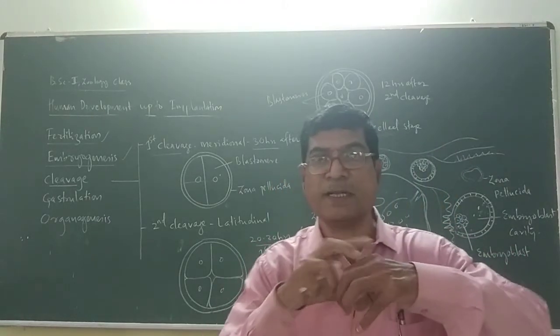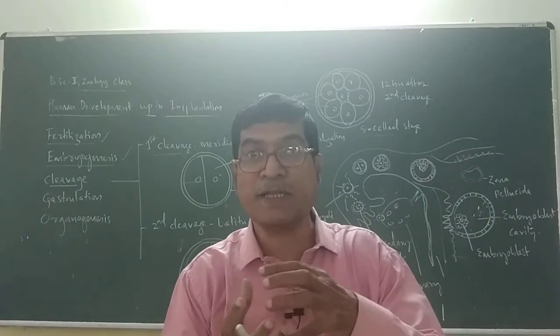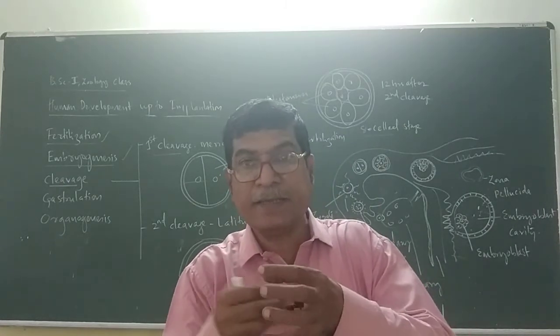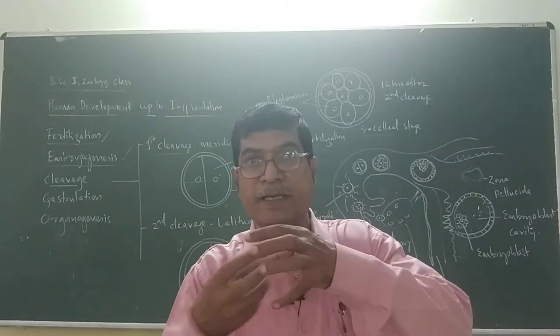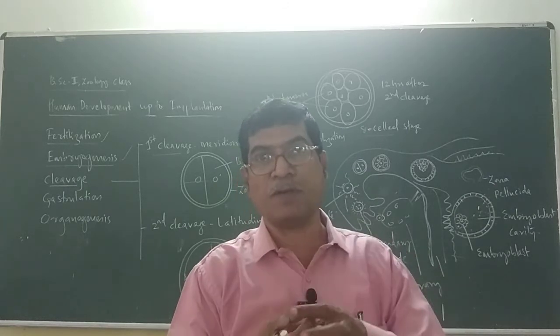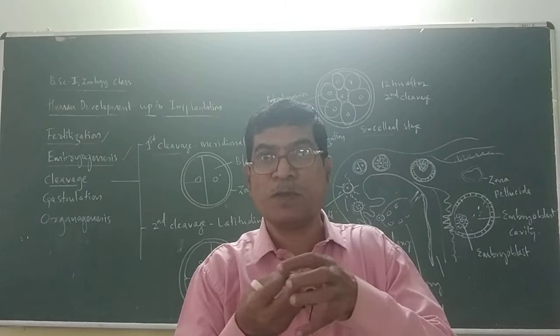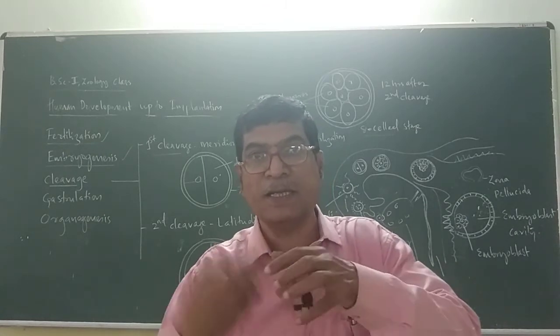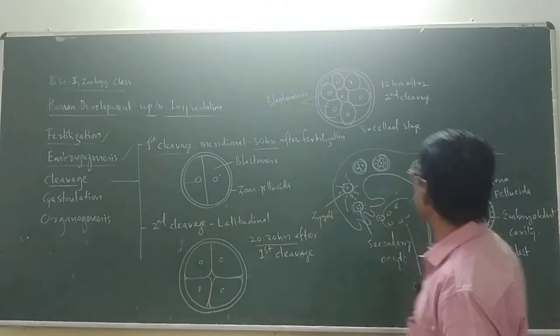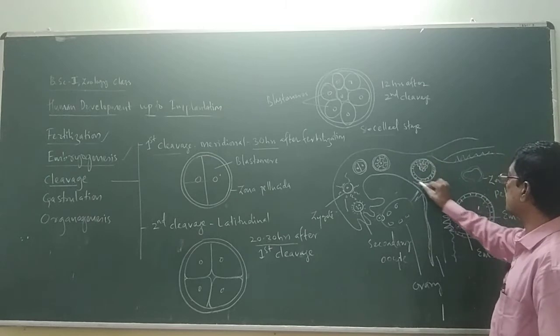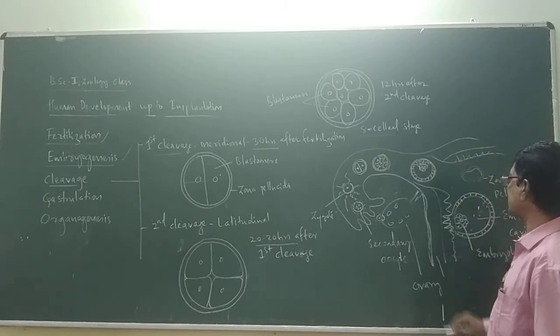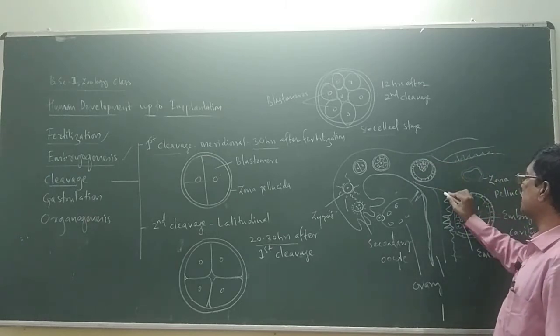Now the zona pellucida is ruptured. And inside the embryo, a cavity is formed, and this cavity is filled with fluid secreted by the surrounding cells, the peripheral cells. These peripheral cells are known as trophoblast cells.